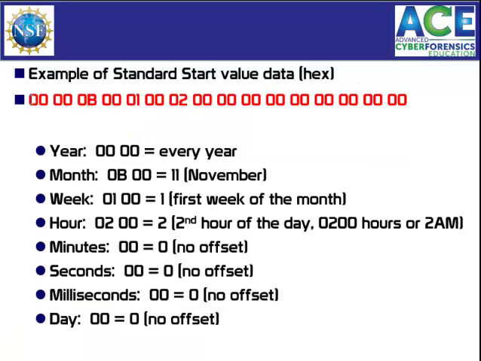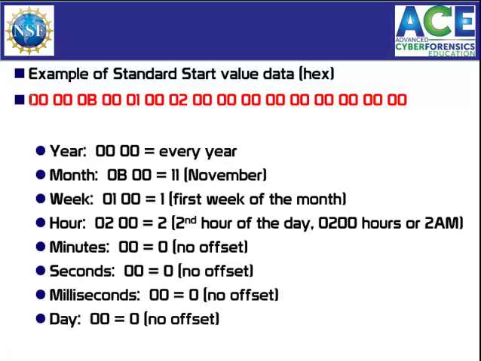The first two values that we see here on the screen is 00. This stands for the year. And what this means is that if the value is 0, it means it happens every single year. The next 2 bytes is 0B00. When you interpret that value from hexadecimal to decimal, you get a value of 11. And this value stands for the month. In this case, 11 is November.